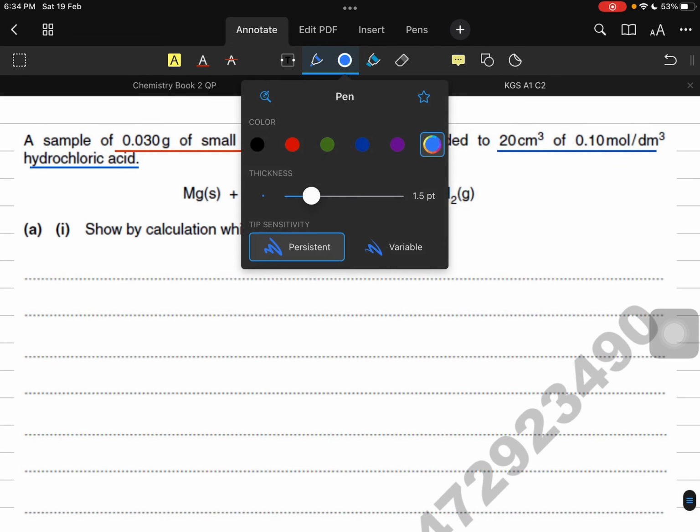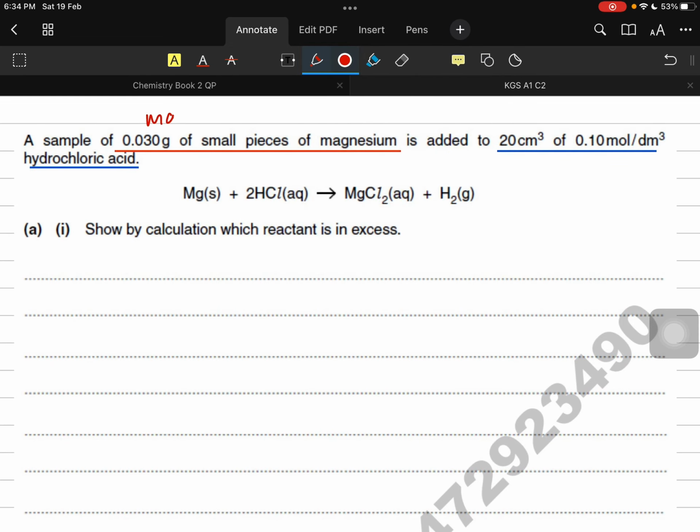So first we have the mass for magnesium. This is the mass for magnesium. So we find the mole of magnesium is equal to mass divided by atomic mass.